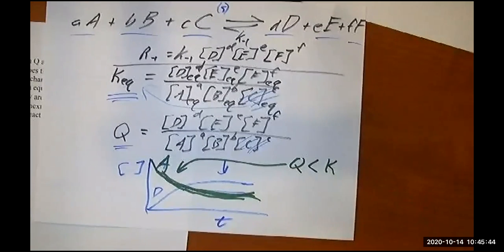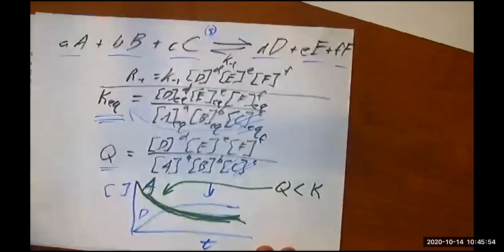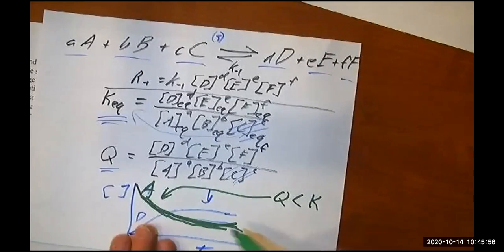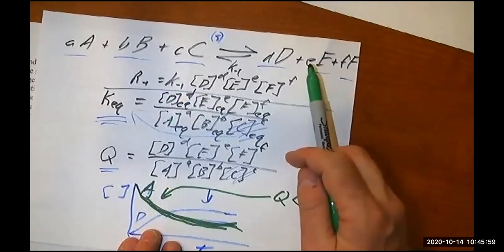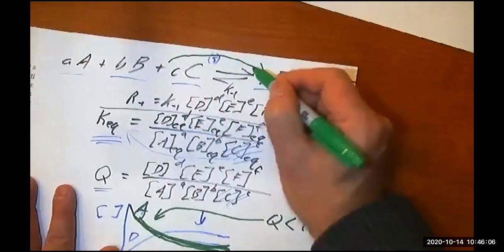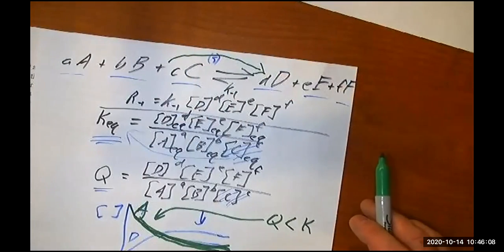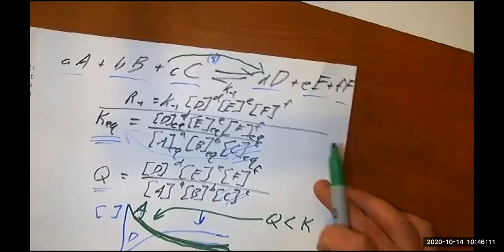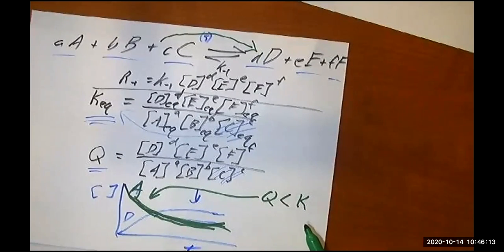Think of it as we have less products and more reactants than we would expect to have at equilibrium. And so if we in fact have less products and more reactants than at equilibrium, then in moving toward equilibrium, the reaction is going to shift from left to right. So Q less than K means the reaction is going to shift to the right as it approaches equilibrium.